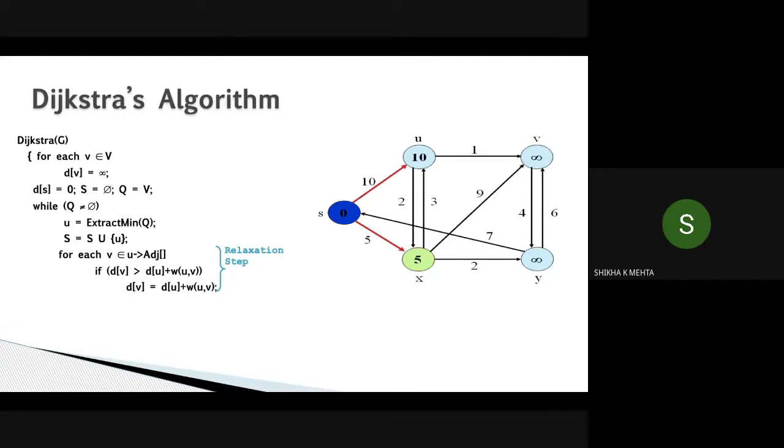So initially their values were infinity, but these edge weights, the values of the distances, 10 is less than infinity, so we have replaced the infinity with 10. 5 is also less than infinity, we have replaced this with 5. So from here we see, since there is no edge directly from S to V and S to Y, but we can see that again U and X are also connected to the other edges. So we do the relaxation process.